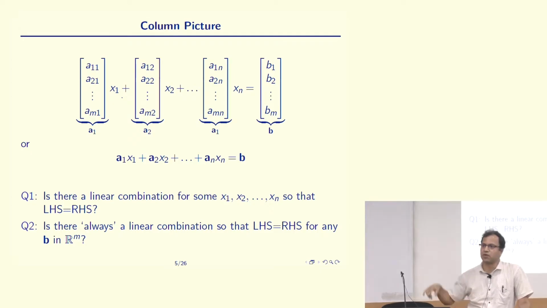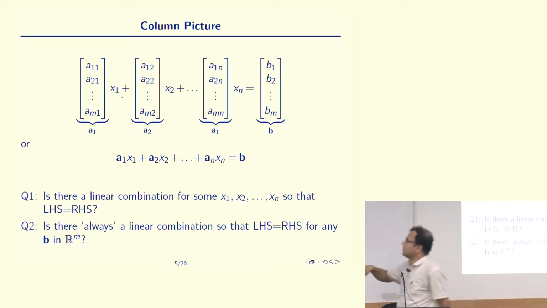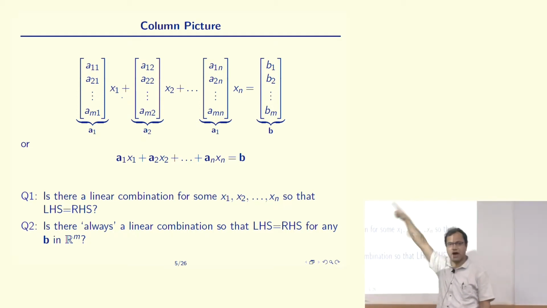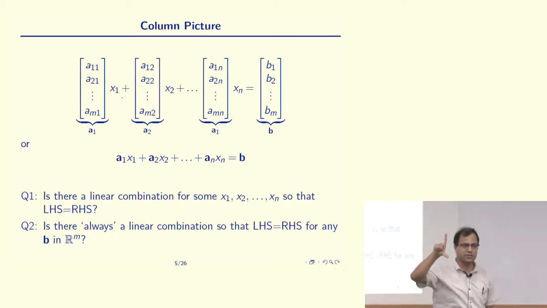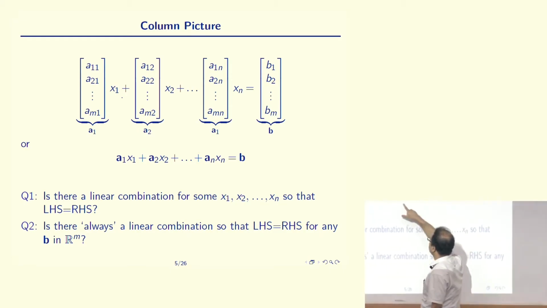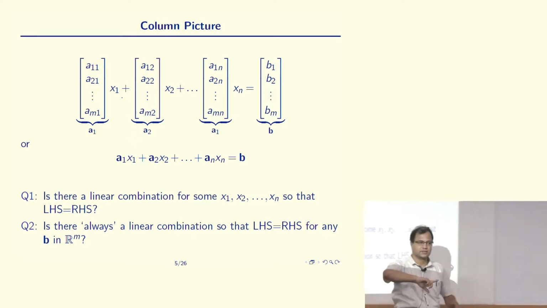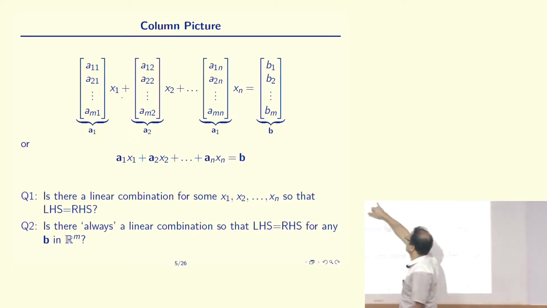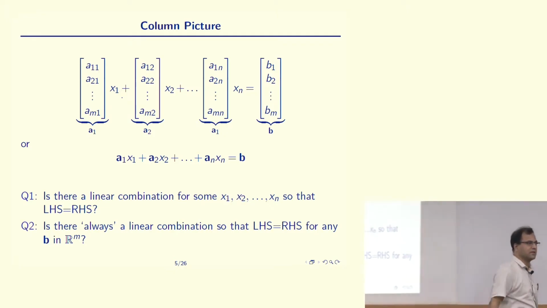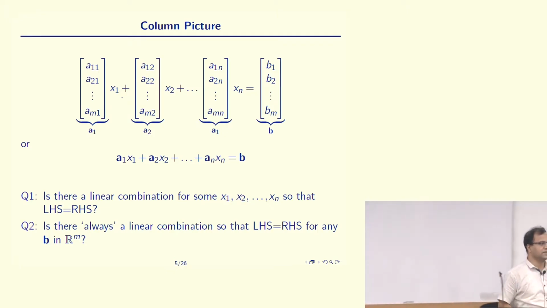Whether this system always has a solution or not. For that, what I need to see is that the b vector is in the space Rm, this m-dimensional vector. So if for any such x1, x2, ..., xn the vector lies in Rm, then we can say whether there is always a solution or not.